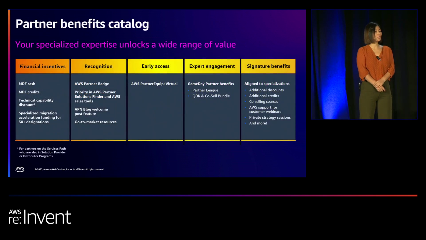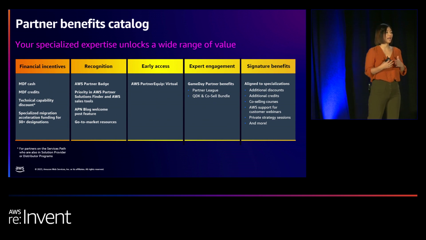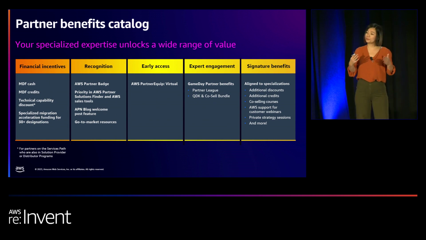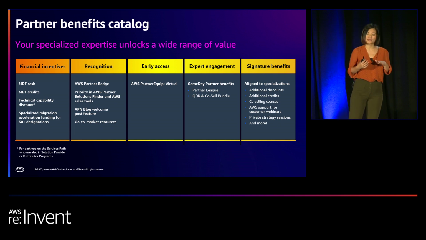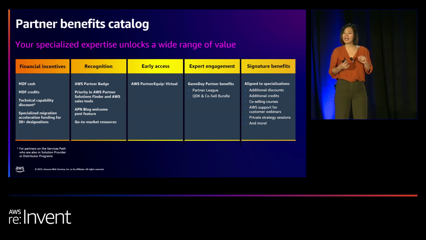What about for partners like you? What benefit do you get by going through these programs and technical validations? This is a high-level overview of the list of benefits you can unlock with the program. You can look for the details by going into Partner Central and searching for partner benefits for specialization. Here, I'll highlight a couple of high-level categories.